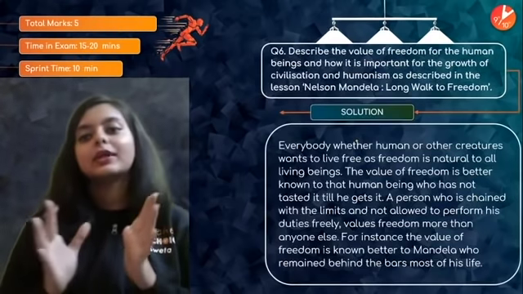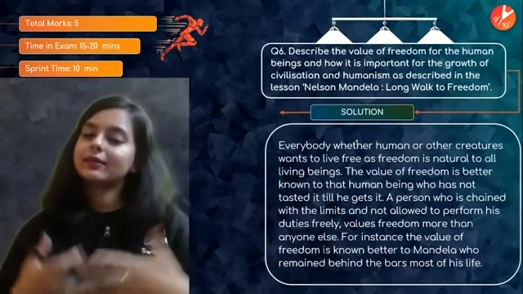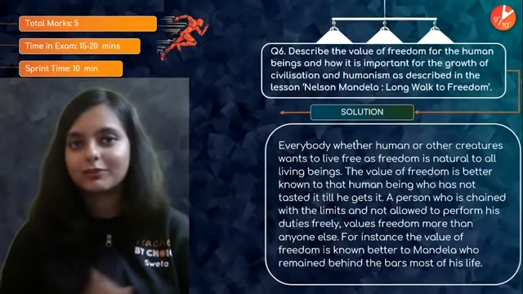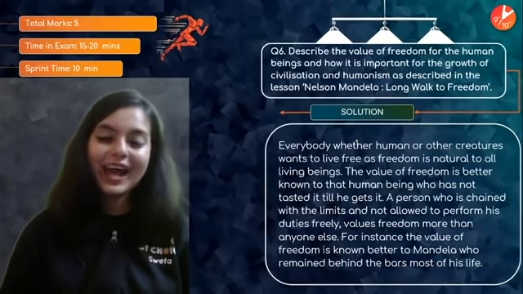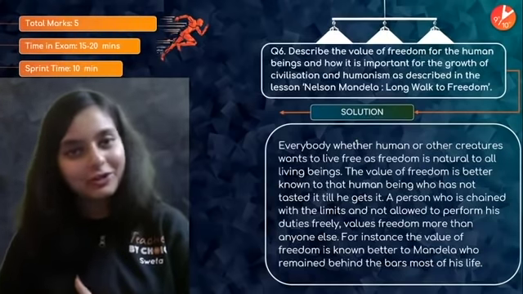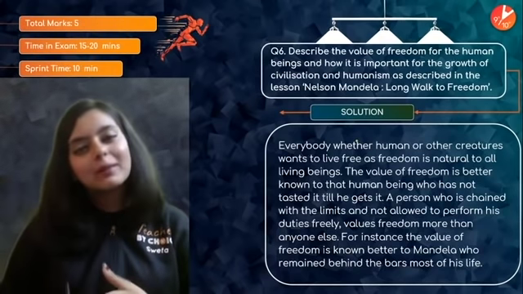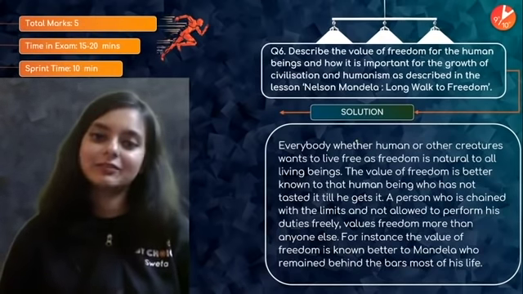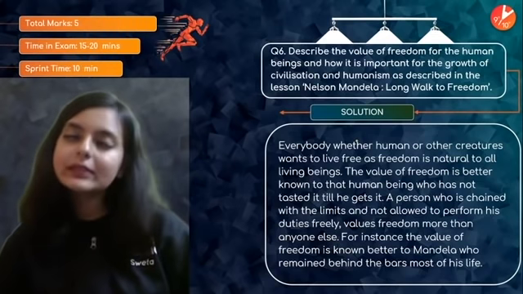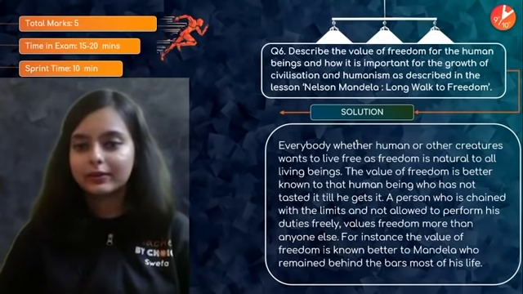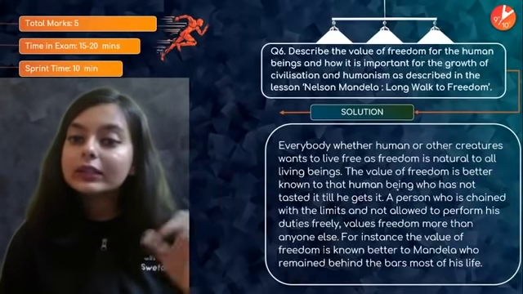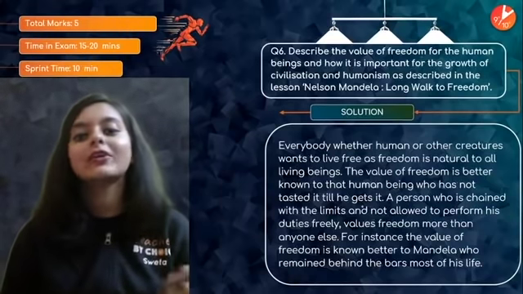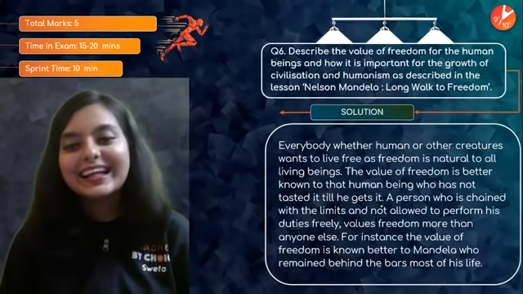So everybody, whether humans or other creatures, they love freedom. We all are lovers of freedom. Remember the COVID-19 lockdown time, how we were suffering because we were all locked up. We were not free, right? So everybody loves freedom, whether it is human or any other creature. The value of freedom is better known to that human being who has not tasted it till he gets it.